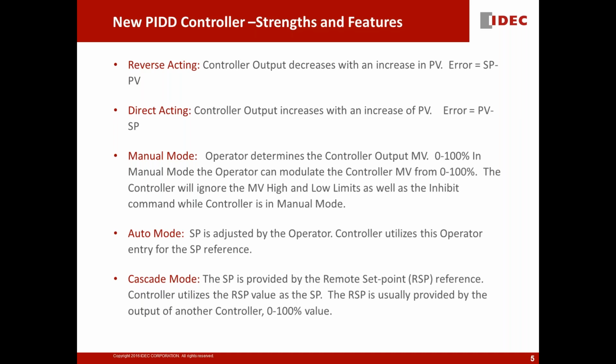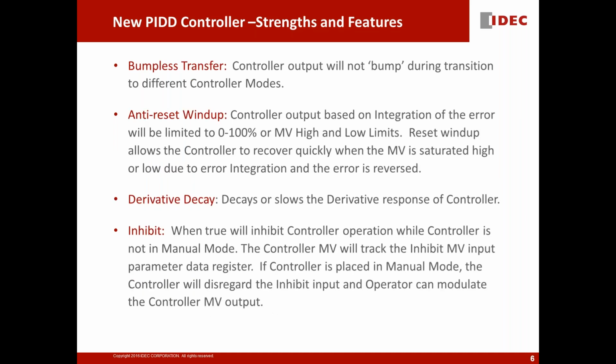Auto mode is you are tuning, watching it, and changing the parameters, but the system is relying on your PID parameter inputs to tune itself, basically. And the cascade control is basically the SP is provided by the remote set point. So I'll show you a picture of that in a second.